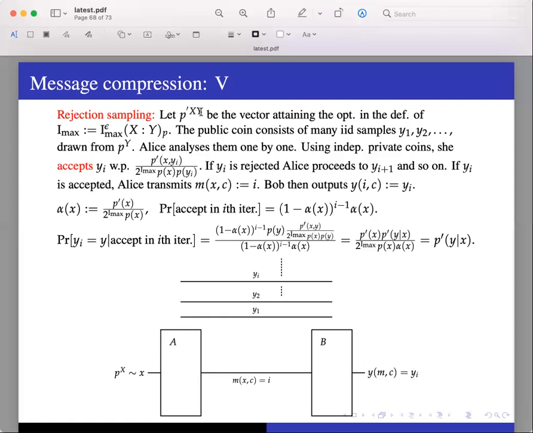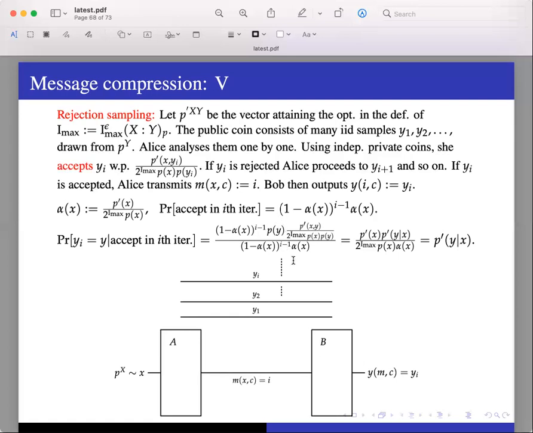Okay, and now P prime of Y given X is P prime XY divided by P prime X. The same definition. So what I'm going to prove in this sentence is that given that Alice accepts in the ith iteration, the probability that Bob's output yi is equal to a particular symbol y is exactly what we desire, P prime of y given x.